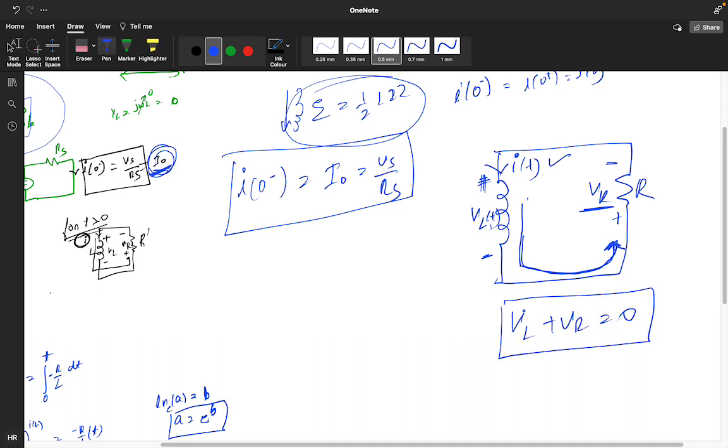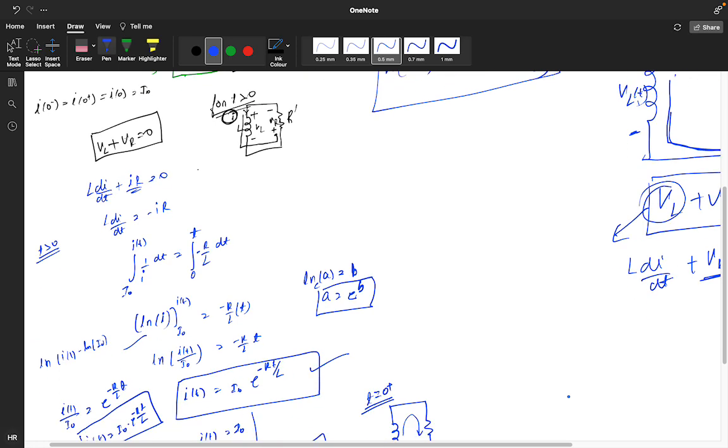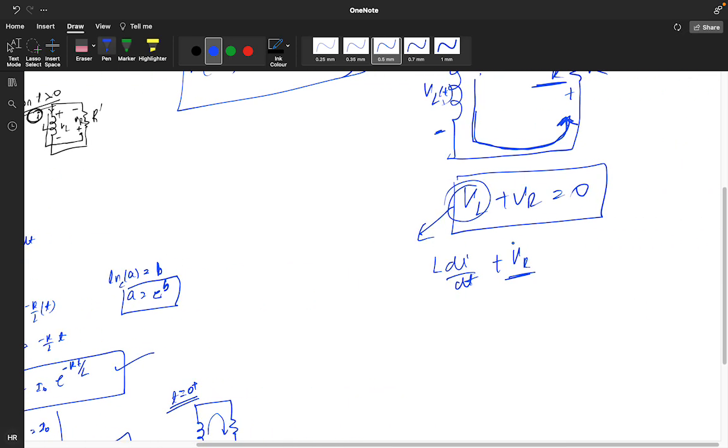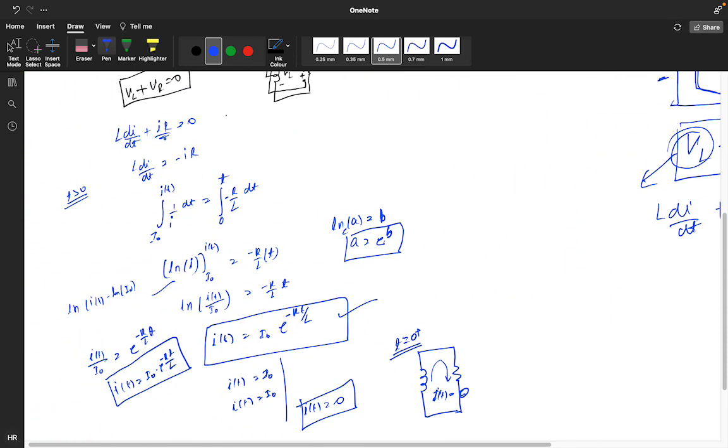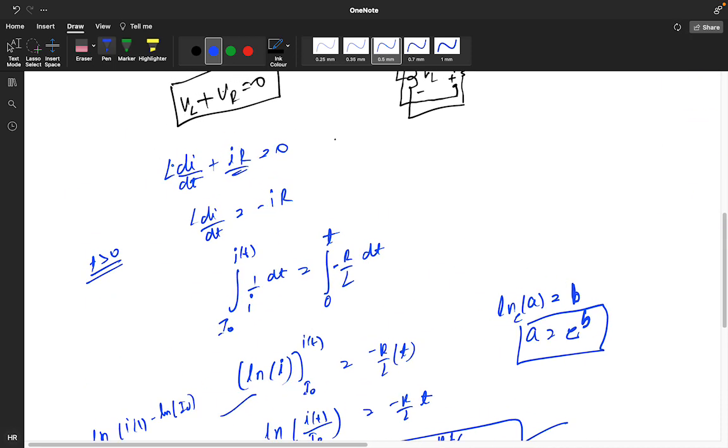Now what I did, we know the VL value, VL of inductor is L di by dt, and V of R I just assume like this. Okay, V of R is I into R. I assume I into R. Okay, so if you assume L di by dt plus I R is equal to 0, if you solve this particular thing, L di by dt will go into minus I R.